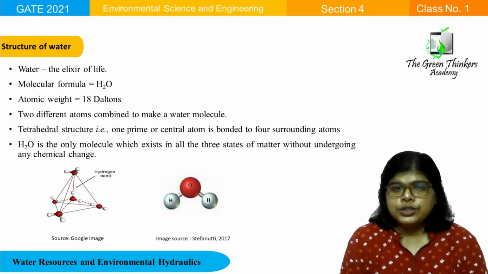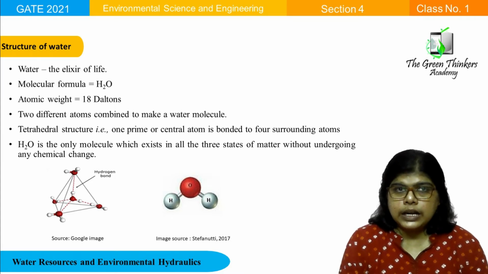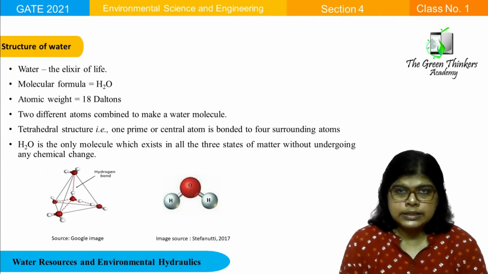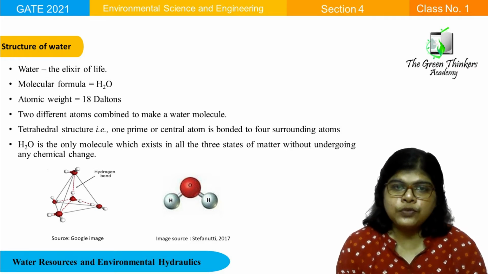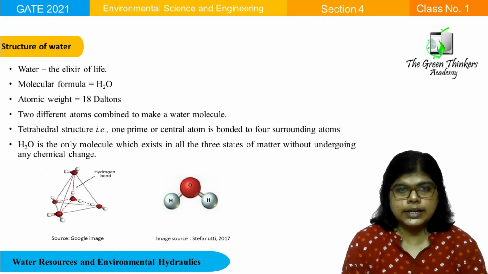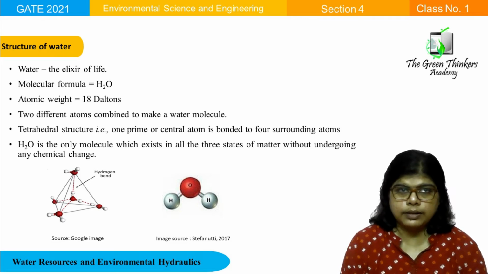Now, the structure of water is tetrahedral. Now, what is tetrahedral? It means there's one central atom to which 4 other atoms surrounding it are bonded.